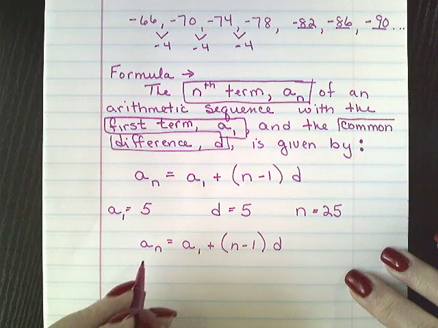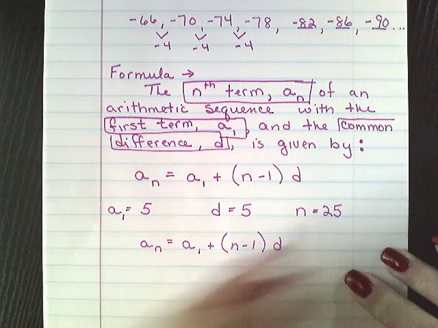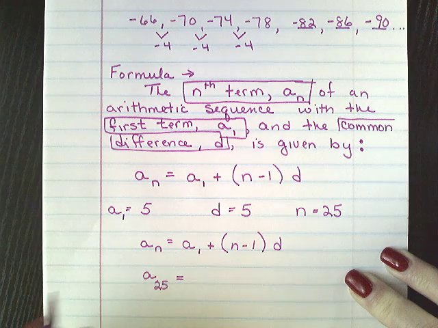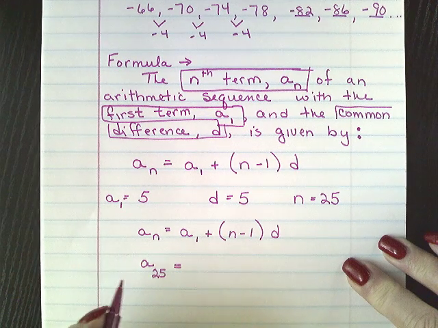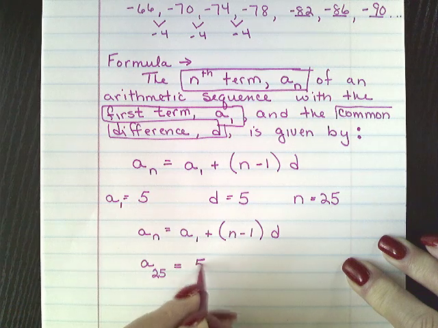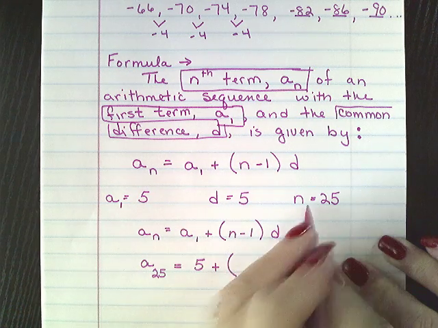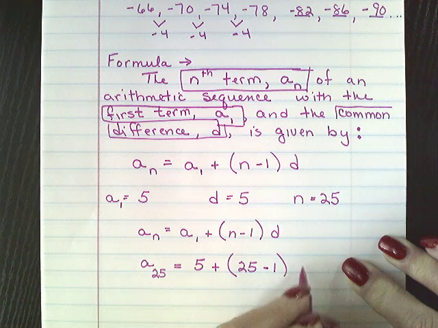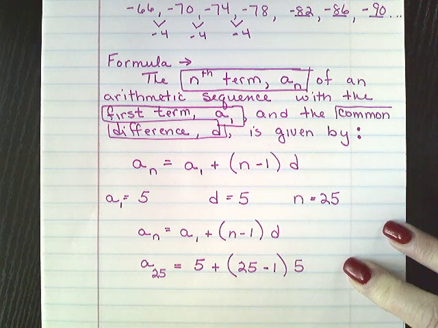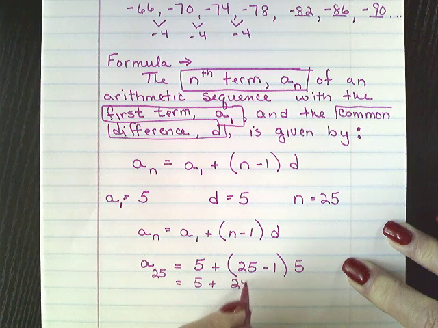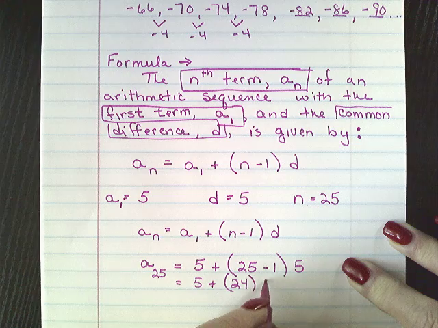Okay, so n is 25. So I'm going to say a subscript 25, because that's the term that I'm looking for, equals a subscript 1, which is 5, plus n, which is 25, minus 1 times your difference of 5. So this is going to be 5 plus 24 times 5.